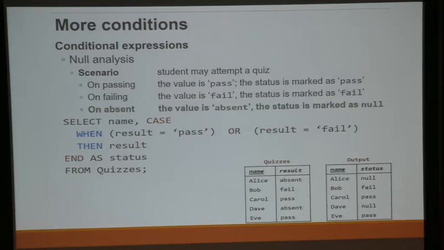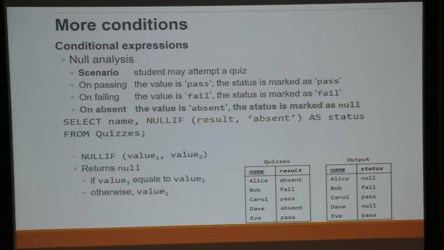The null if works this way. If the result is absent, then it is null. Otherwise, it is the result. Okay? So you match the result with absent, with what should be the null value. If it is that, then you basically put it as null. All right? So that's a null if operator.